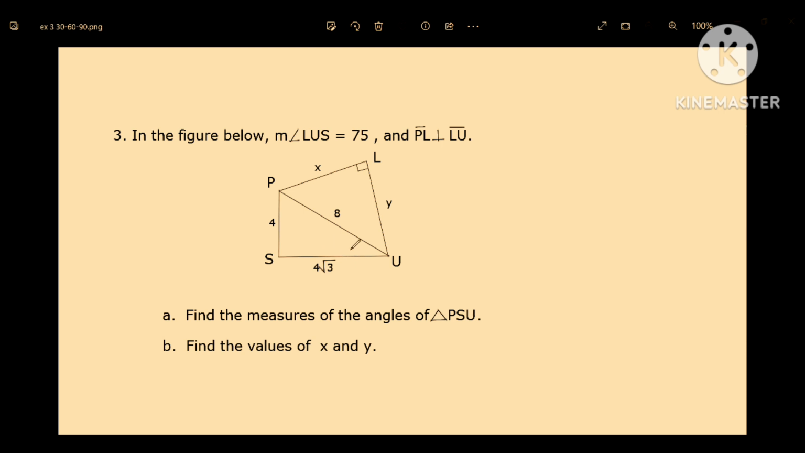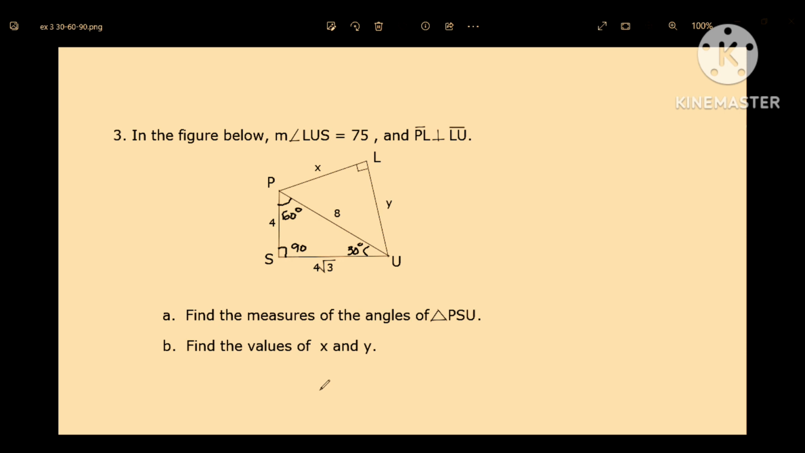So nasaan ang 30 degrees? Of course, that is the opposite of the shorter leg. So this must be 30 degrees. And angle SPU is equal to 60 degrees. Now, since this is 30 and this is 60, then angle PSU must be 90, no? Since the sum of the interior angles of any triangle is equal to 180. Okay, and that's it, no?